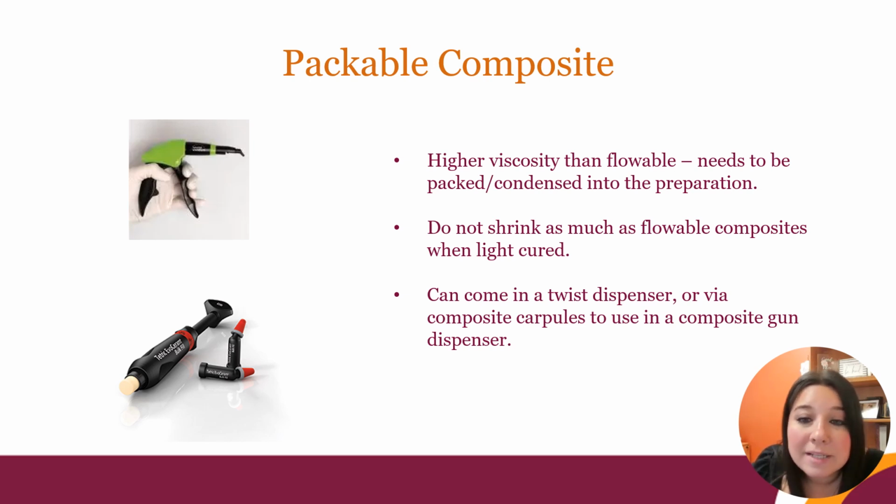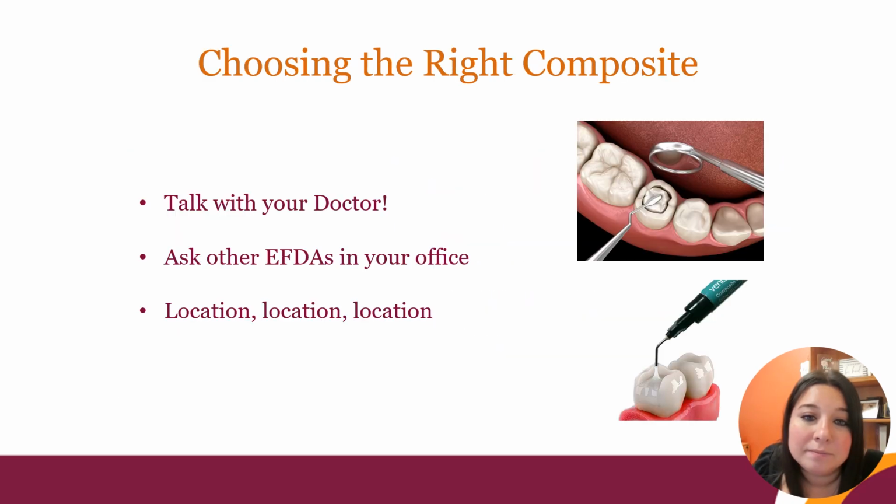They do not shrink as much as flowable composites when cured, and they can come in a variety of ways. As you can see in the pictures on the side there, the top one is a composite gun dispenser, but on the bottom they also have twist dispenser options where you twist it up from the bottom and just take what you need. So many options with packable composite as well.